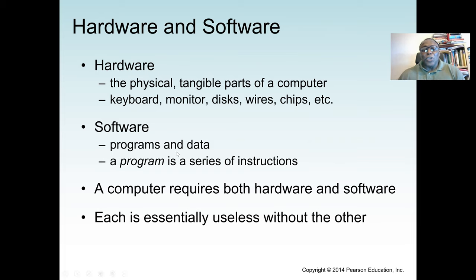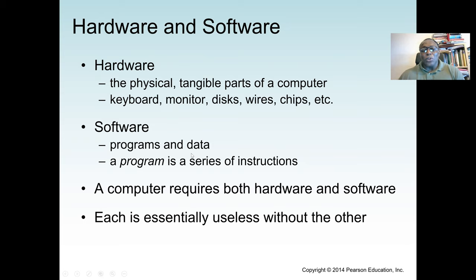Software is normally the programs. Normally we can't touch it. It's not a physical component or tangible part. It's intangible. So software is something that we cannot touch and feel. Normally it's programs and also data. Programs always need data to process. A program is a series of instructions. So normally the software carries the instructions that the computer has to perform.